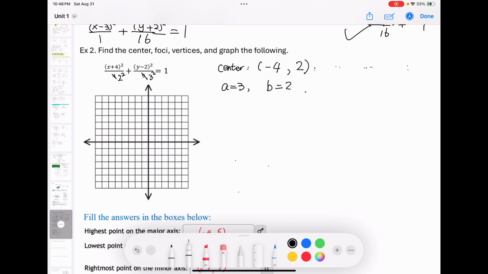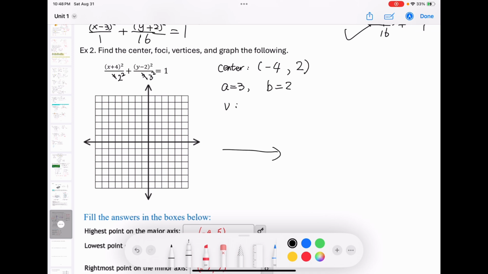And now let's see. We are looking for the vertices. If I'm looking for the vertices, I can do a sketch. Why is the screen so messy? I need to make a sketch. Let's see.